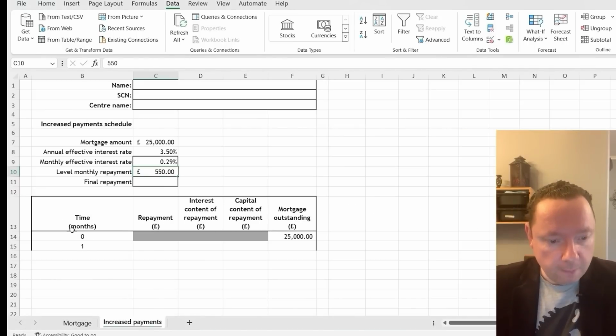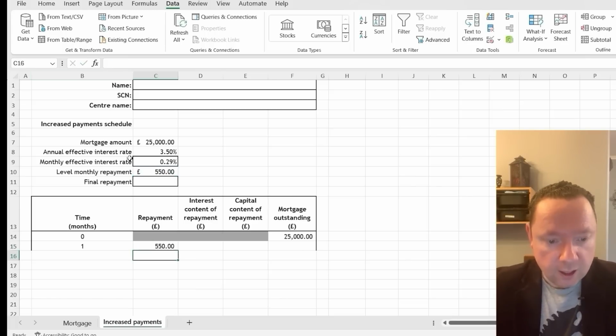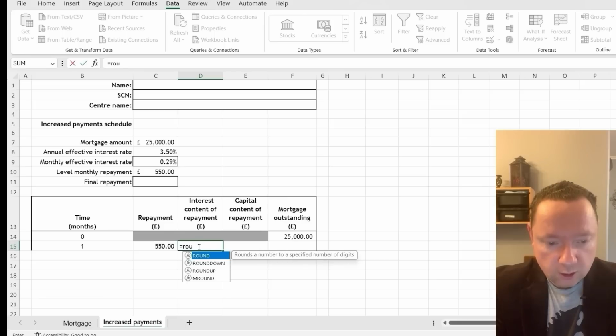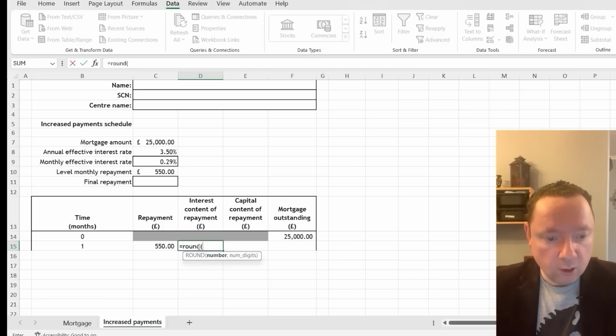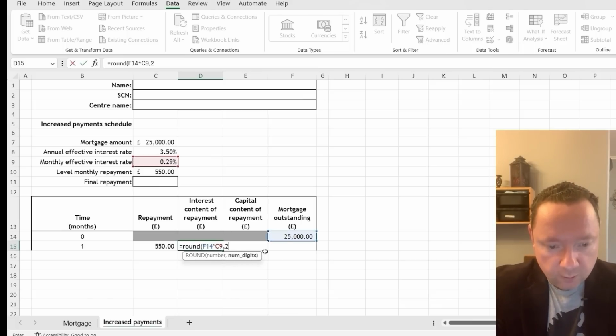That's interesting. So the repayment is always going to equal this, and that's dollared. We're not goal seeking this. This is a repayment. Interest content of repayment, as per usual, equals round, and we're going to do this times the monthly effective interest to 2 decimal places, and make sure you put dollars on anything outside the table.